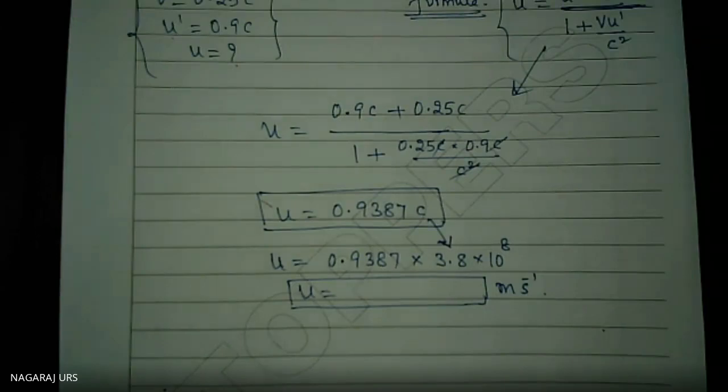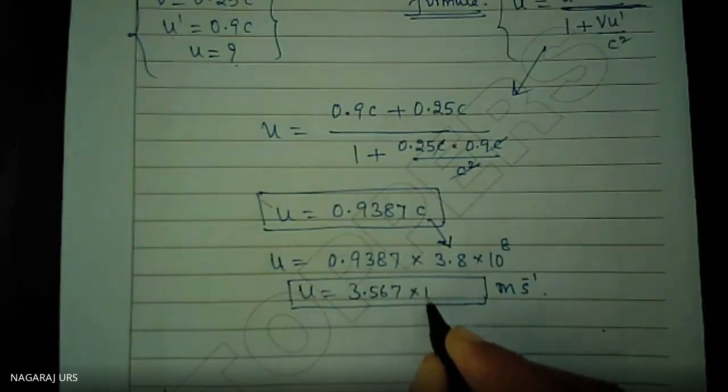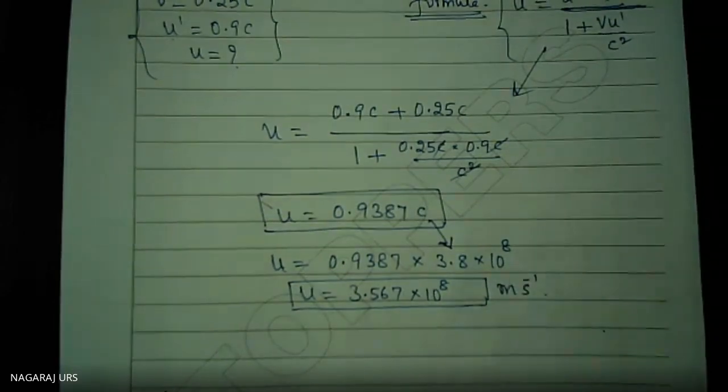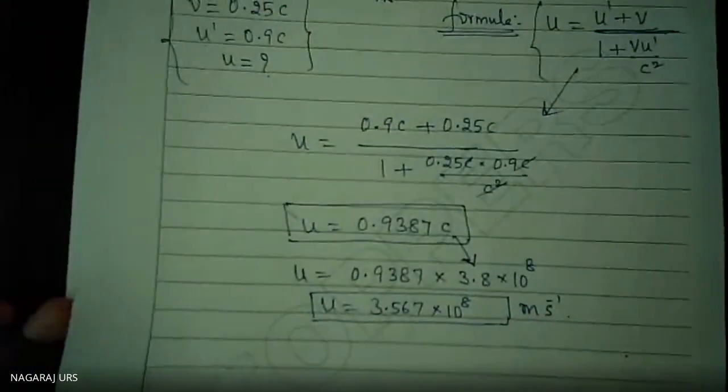How much are you getting? Everybody is showing different answers. 3.567. Is it correct, Nicholas? Ten to the power of 8, yes it is. Ten to the power of plus 8.